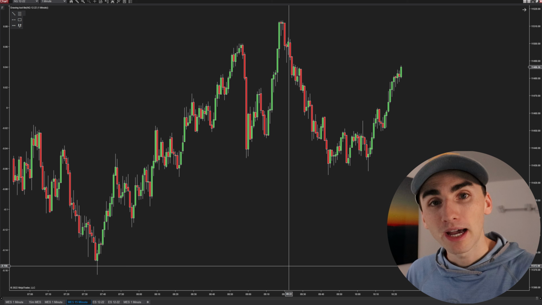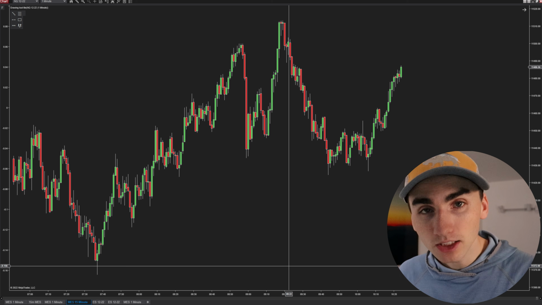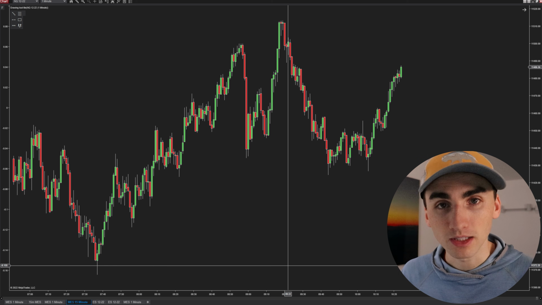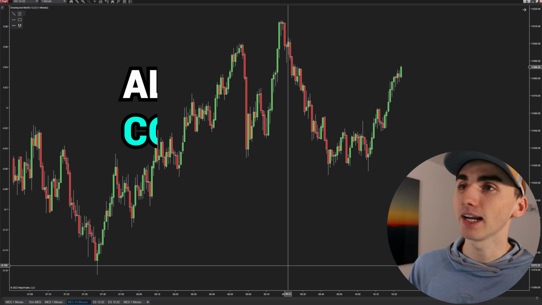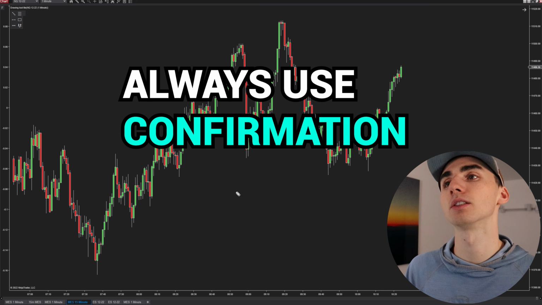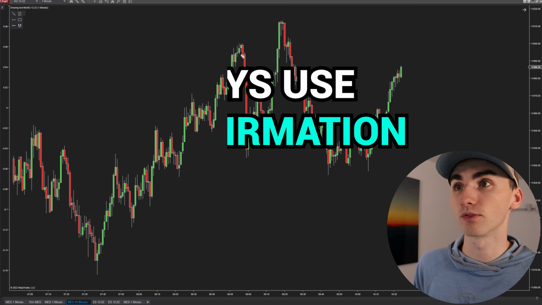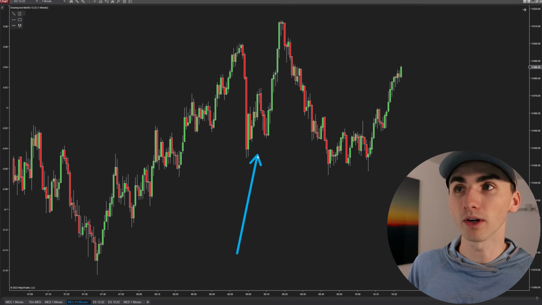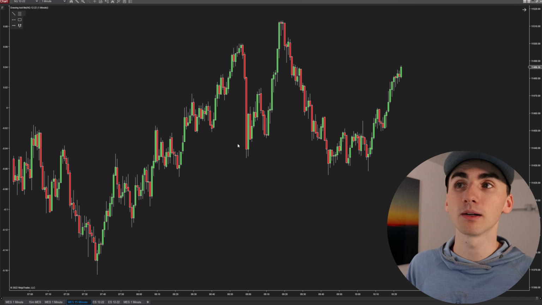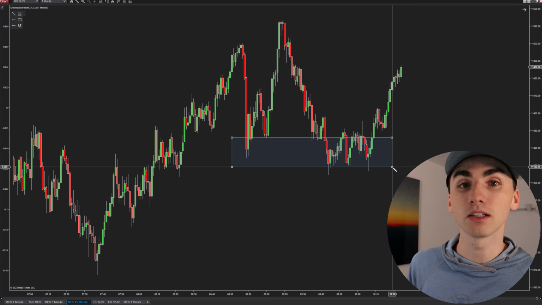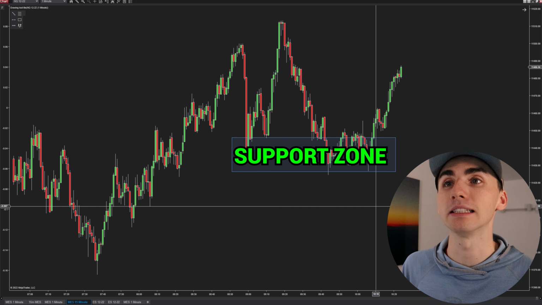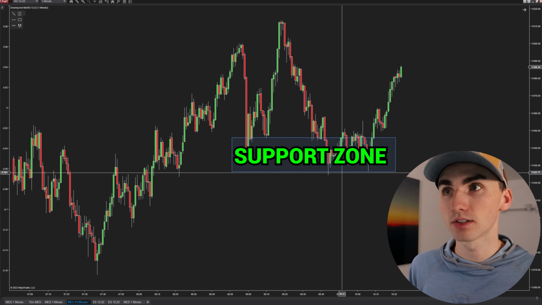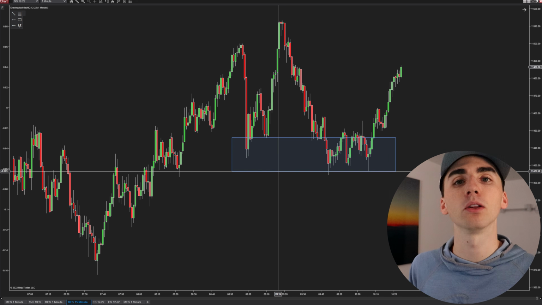Now, just like the last pattern, I would always suggest not blindly jumping into any random double bottom that you see. It's always best to line it up with a previous support level. And so the market's already reversed off of this area right here. And so I'd say, hey, if the market comes back down there again, that's probably a good spot to buy. And so I'm going to put a support zone there and just say, hey, if the market comes in this area, I'm going to look to get in.